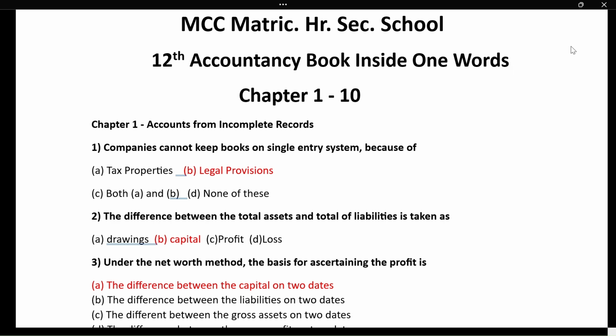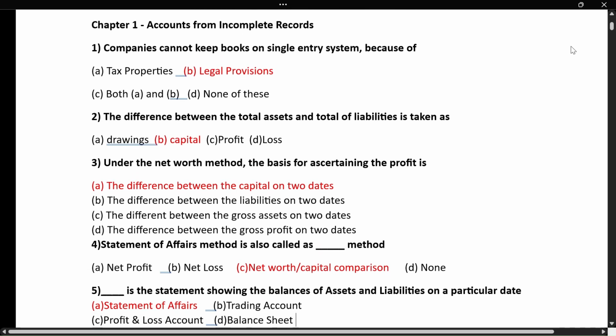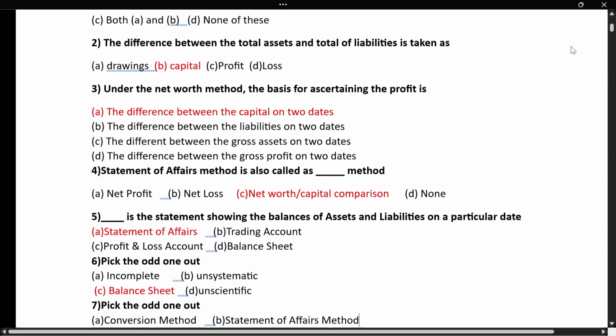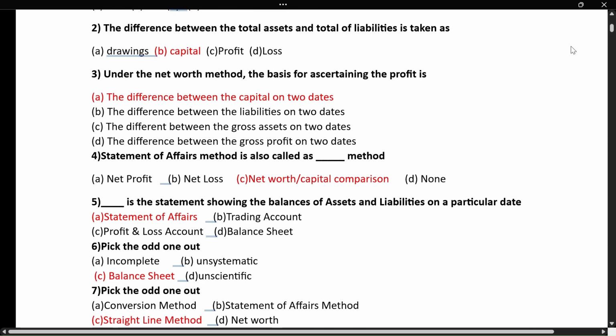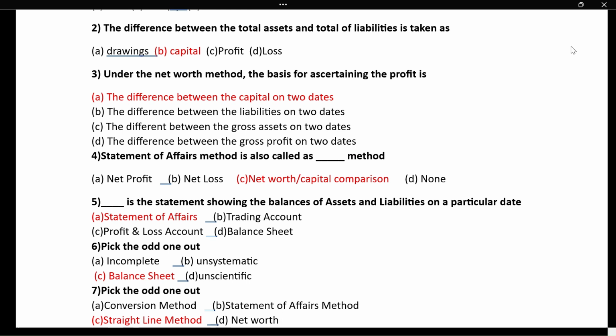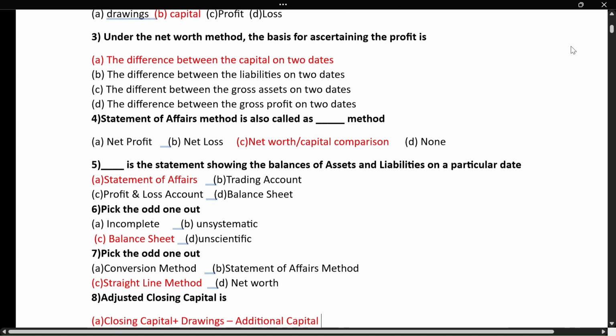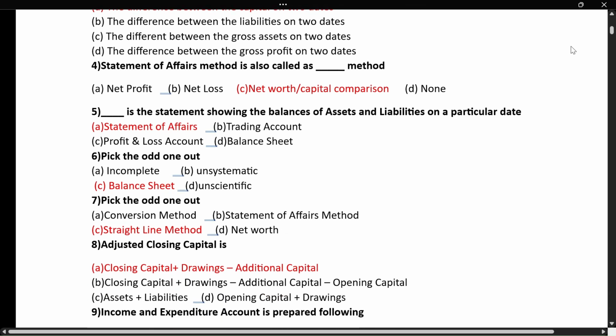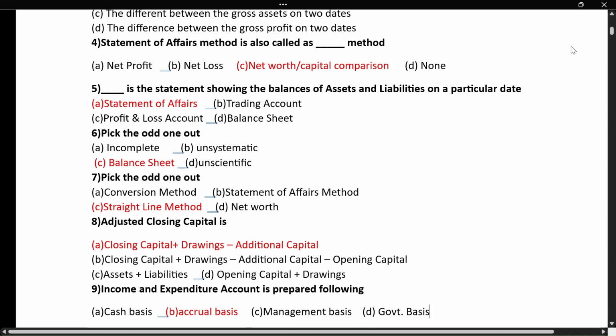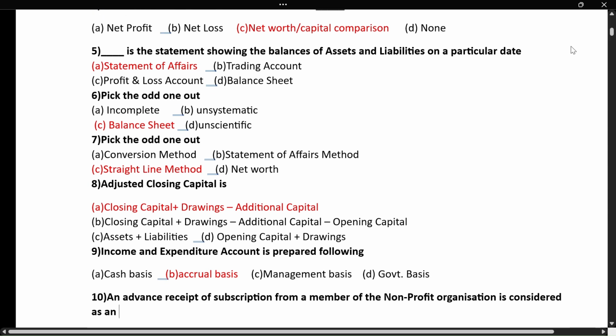The companies cannot keep books on single entry system because of legal provisions. The difference between the total assets and total liabilities is taken as capital. Under the net worth method, the basis for ascertaining the profit is the difference between the capital on two dates. The statement of affairs method is also called the net worth or capital comparison method. Dash is the statement showing the balances of assets and liabilities on a particular date: statement of affairs.